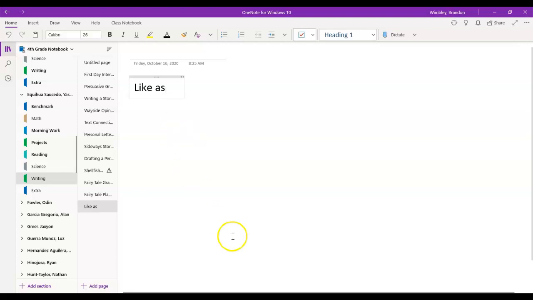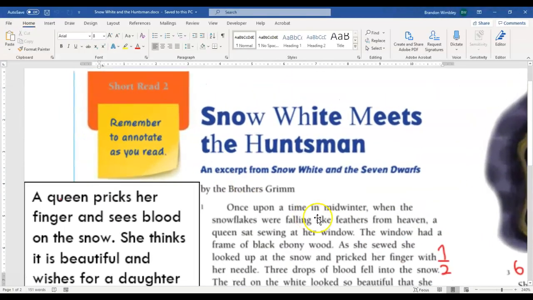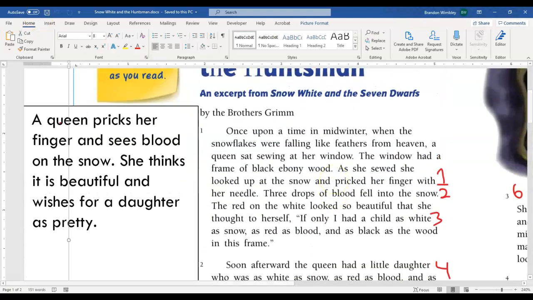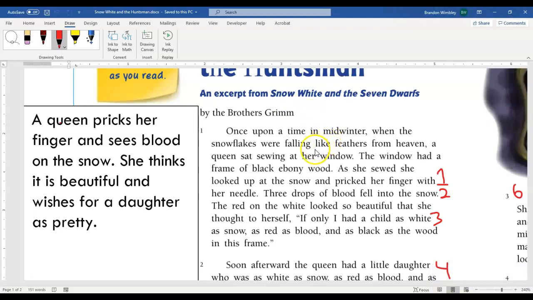So I'm going to read this first paragraph, and I want to see if you guys can find some similes in there. So let's zoom on in. Remember, we're looking for those likes or those as. Once upon a time in midwinter, when the snowflakes were falling like feathers from heaven. Ooh, I see that word like. So I'm going to underline it because it probably might be a simile.